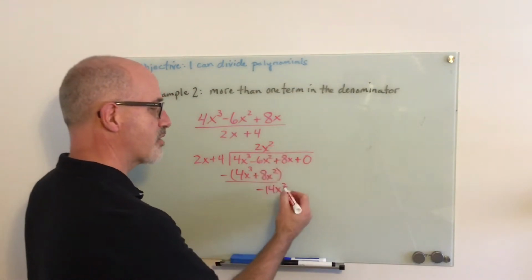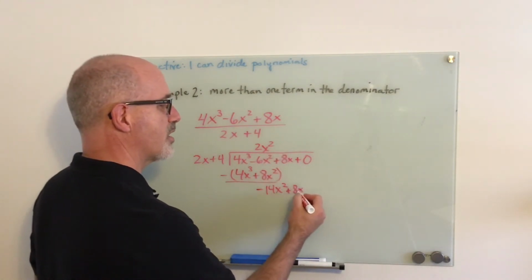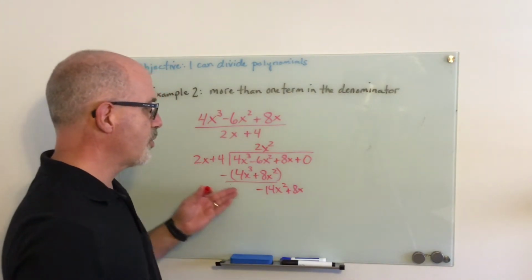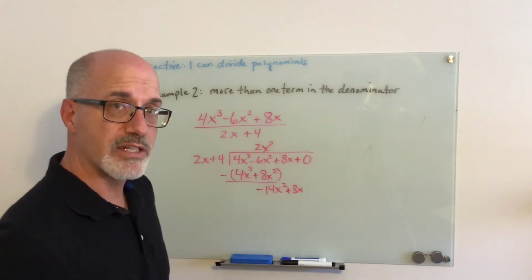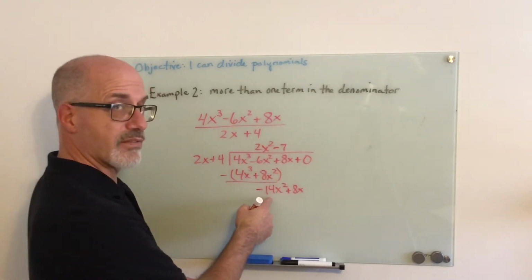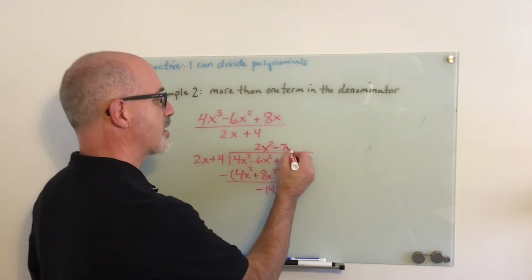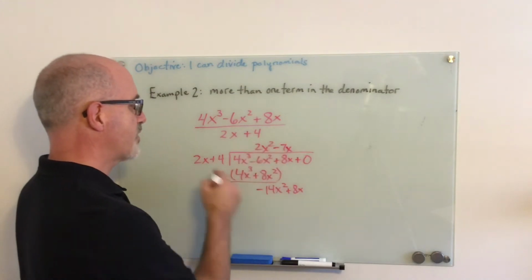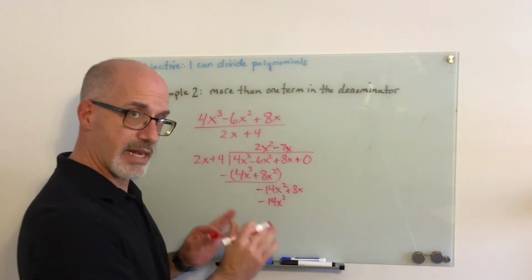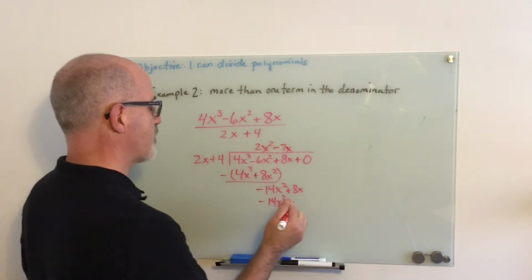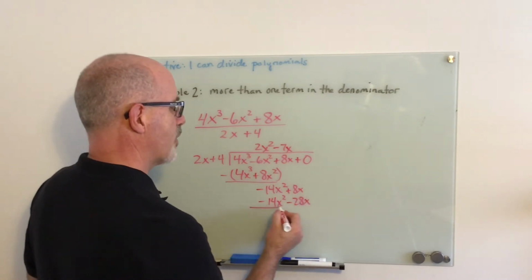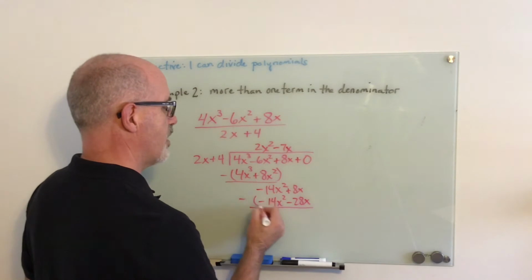Now I bring the next term down, just like I used to bring down another digit in long division. You bring down the next term. Now I'm going to ask the same question. 2x times what gives me that negative 14x squared? Well, 2 times negative 7 gives me the negative 14, and then x times x gives me the x squared. So negative 7x times 2 is negative 14x squared. Again, they match. That has to happen. Then negative 7x times 4 gives me a negative 28x. I'm going to subtract going straight down.